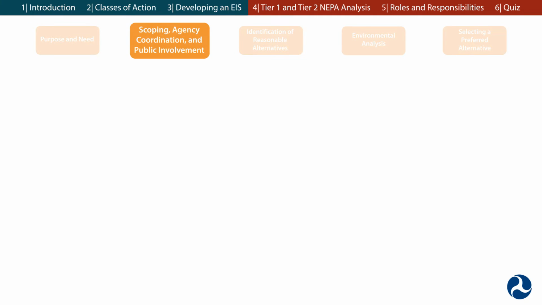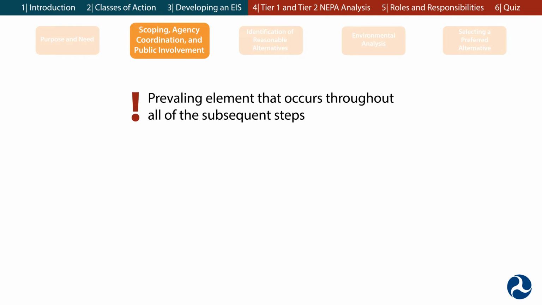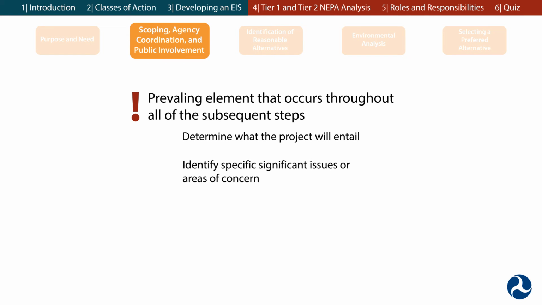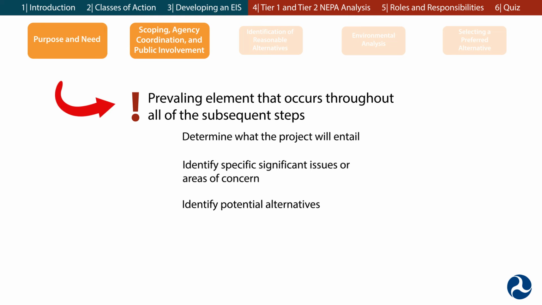Next comes scoping, agency coordination, and public involvement. This is a prevailing element that occurs throughout all of the subsequent steps. During scoping, you will determine what the project will entail, identifying specific significant issues or areas of concern, and identifying potential alternatives. The scope of the project is shaped through developing the purpose and need.